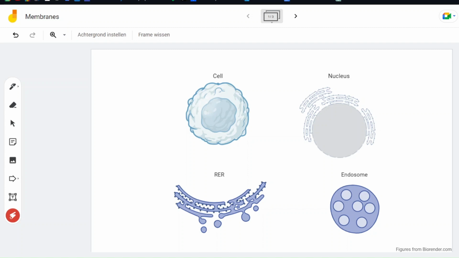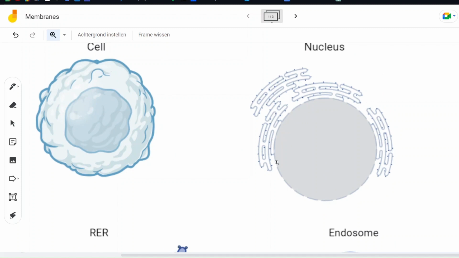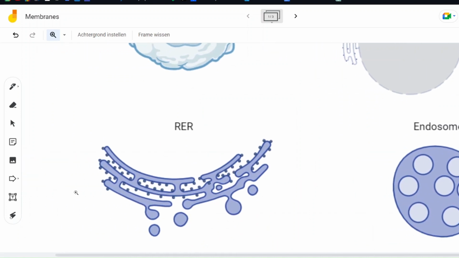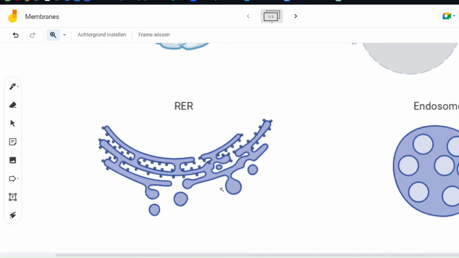First of all, we have the cell itself. The cell is surrounded by a cell membrane, and the nucleus also has a membrane. This is the nuclear envelope. As you can see, when we zoom in, we have a nuclear membrane that has pores and it's connected to the rough endoplasmic reticulum. And this means that the rough endoplasmic reticulum has the same composition in its membrane as the nuclear envelope. So that's very interesting to me.